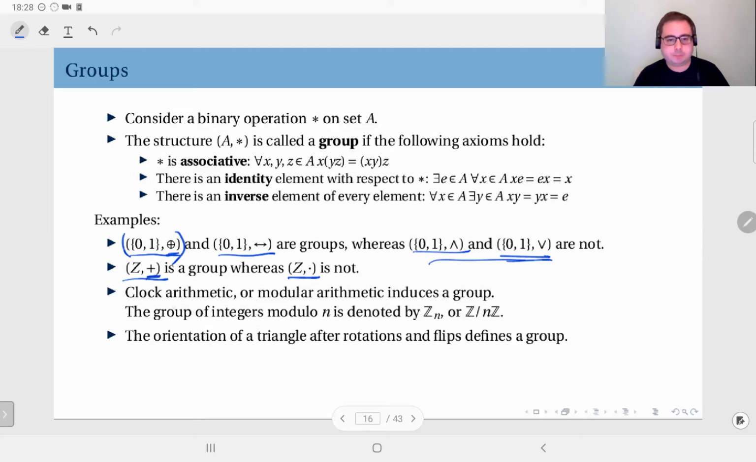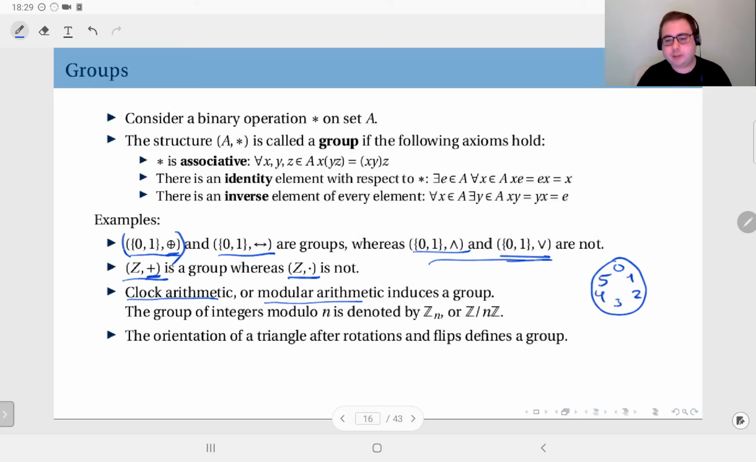And another typical example is clock arithmetic or modular arithmetic. We have a group when the operation is defined as addition. What do we mean by clock arithmetic? For instance, let's say you have a clock where you have 1, 2, 3, 4, 5, 6, or rather you would start counting from 0 in modular arithmetic. Therefore, you should write this as 0, 1, 2, 3, 4, 5.